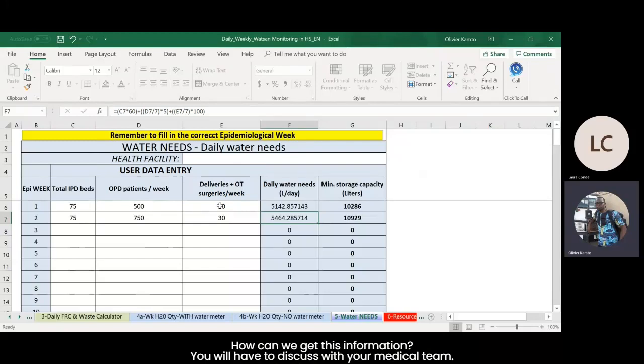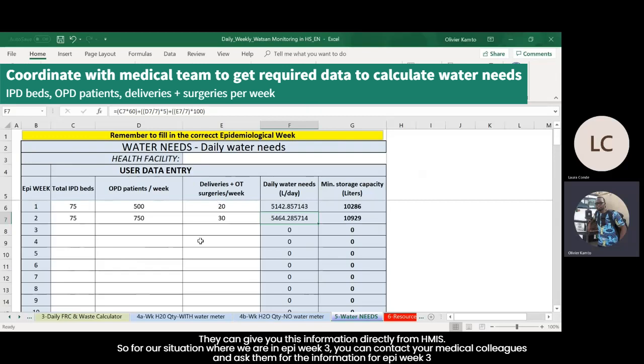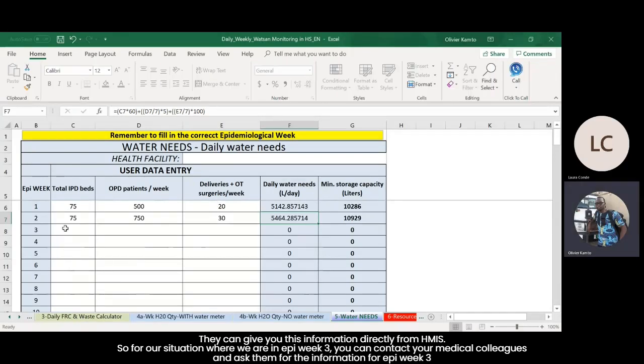How can we get this information? You will have to discuss with your medical team. They can give you this information directly from the HMIS. So for our situation, for example, where we are in epidemiological week 3, you can contact your team or your medical colleagues and ask them for the information for epidemiological week 3, and they would give you these values.